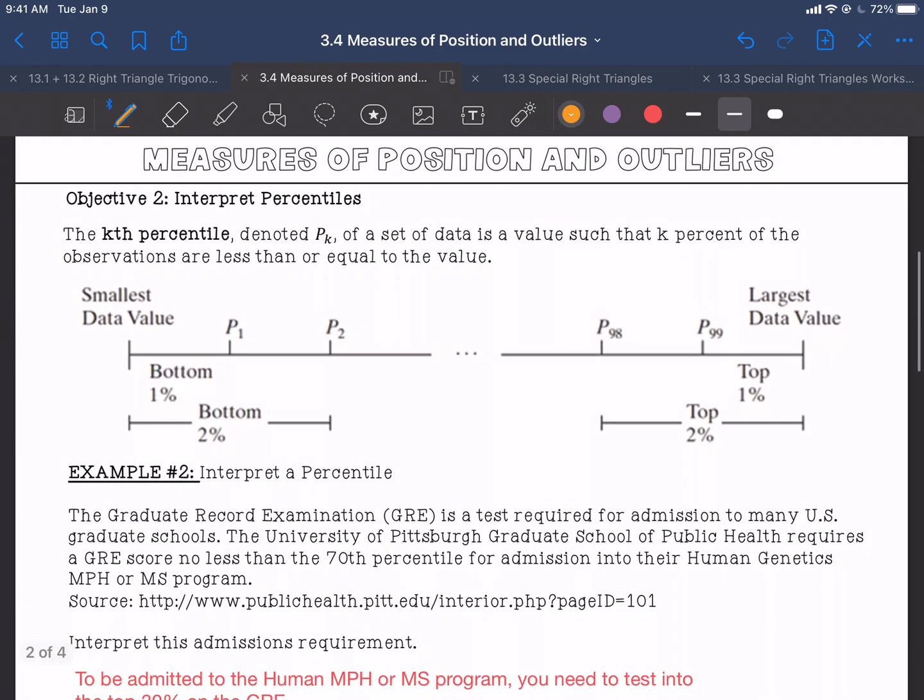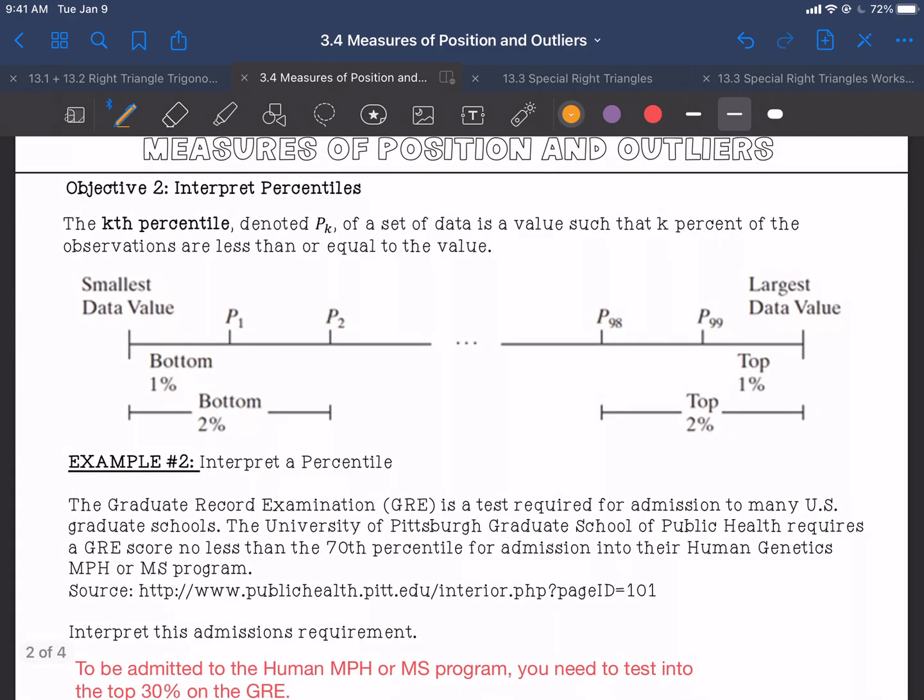All right, moving on to objective 2, which is percentiles. The kth percentile, also noted P sub k, is a value in a set of data such that k% of the observations are less than or equal to that value.